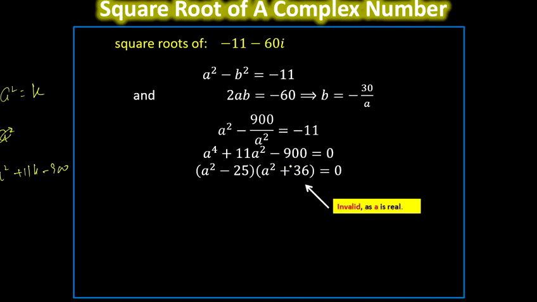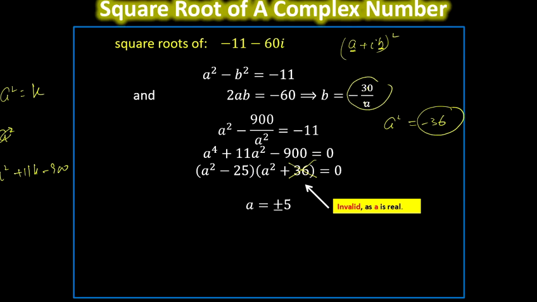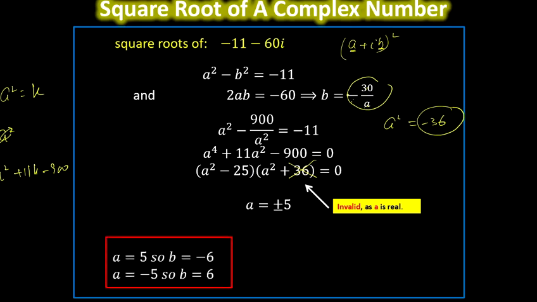Now if I equate a squared to negative 36, it means I am getting an imaginary number. And in my assumption, a and b both are real, not iota b, just b. And here if I am getting a imaginary, I just reject this option. So when a squared minus 25 is 0, the value of a is plus or minus 5. Substitute the value of a here. 30 over 5 is 6 with a negative sign, and 30 over negative 5 is 6 positive. You see, I got the value of b.